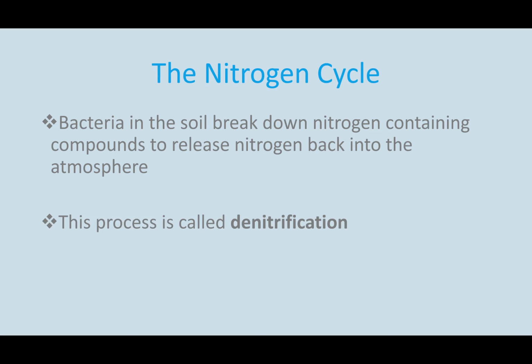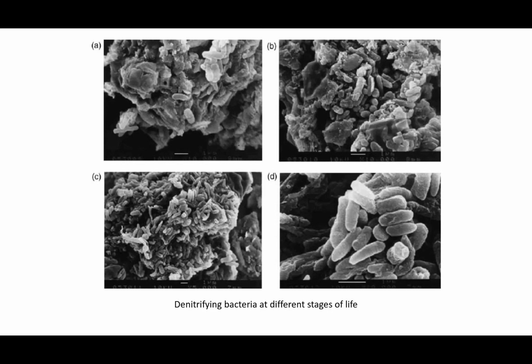So again, basically, we have nitrogen fixation, which is getting nitrogen out of the air into the soil or the water, and then we have denitrification, where we take the nitrogen in the soil or the water and release it back into the atmosphere. And this is just kind of a microscopic view of some denitrifying bacteria at different stages of life. So this is bacteria that would release nitrogen back into the atmosphere.